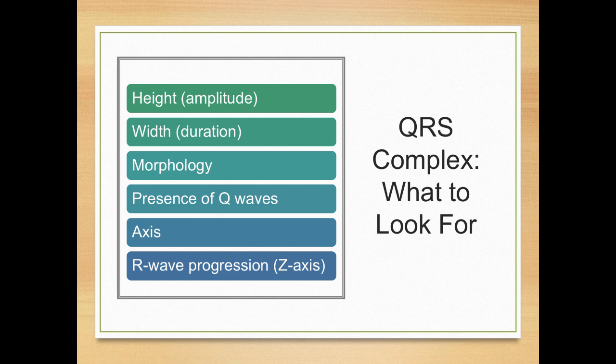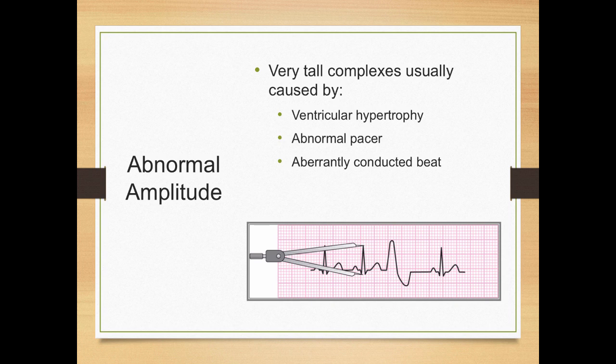And then we've already talked about axis, and when we are determining axis and R wave progression, we're looking at our QRS complexes. So is axis normal, or is there something weird with axis? Is our R wave progression, our Z axis, normal? Or is there something off with our precordial R wave progression? As we get into ventricular hypertrophy, we're going to see some pretty tall complexes, some pretty deep complexes, so a lot of amplitude issues. The most common cause for that is ventricular hypertrophy, whether it be left or right, and we'll talk about that.